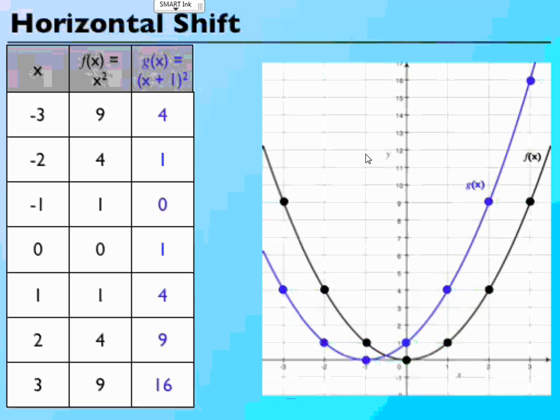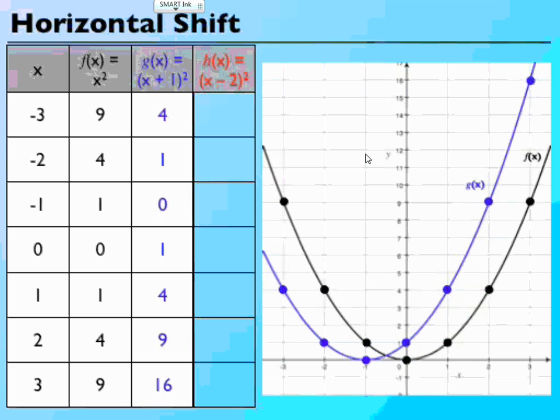Okay, let's look at that next column. h of x equals quantity x minus 2 squared. So I plug in my x value of -3. First I subtract 2 to get -5, and then I square it to get 25. And I plot my points. Well, this one right here, -3, 25, doesn't fit on there. Okay, the next one I plug in -2, -2 minus 2 is -4, and then square it to get 16.